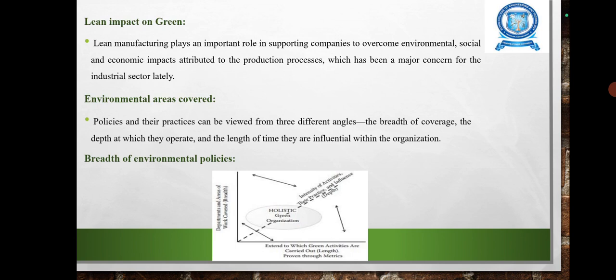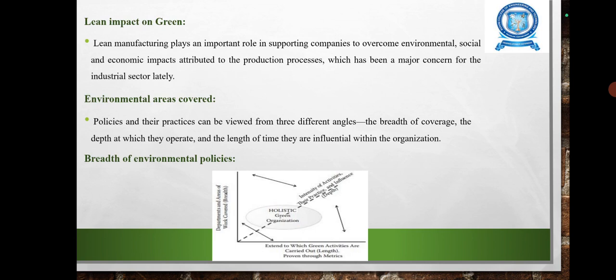The next one is lean impact on green. It plays an important role in supporting companies to overcome environmental, social and economic impacts attributed to the production process, which has been a major concern for the industrial sector lately. That means many of the tools can be successfully used in isolation, so it should be much easier to get started, but on the other hand the benefits will propagate if more tools are used, as they adapt and reinforce each other.